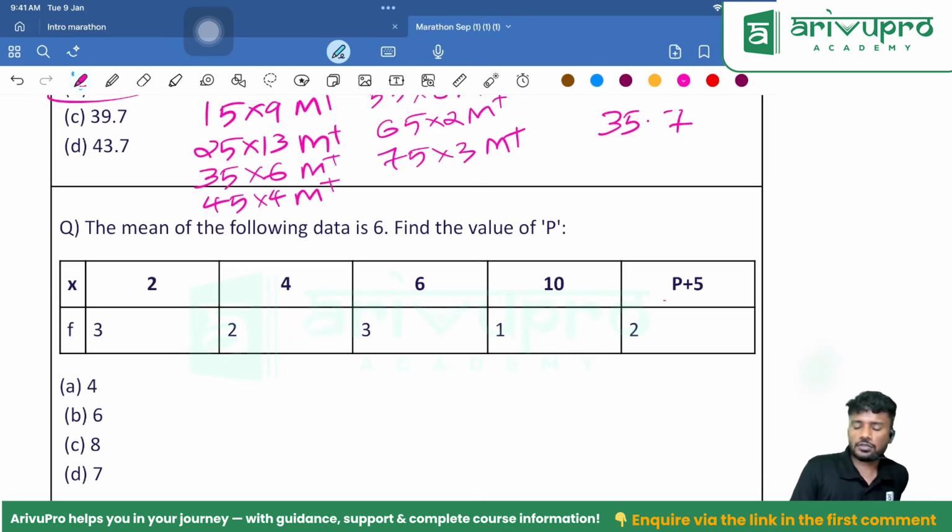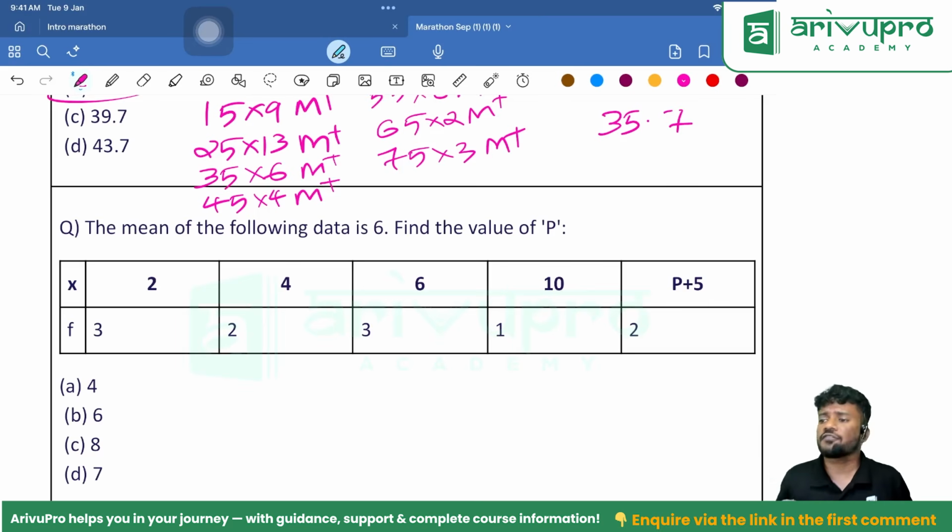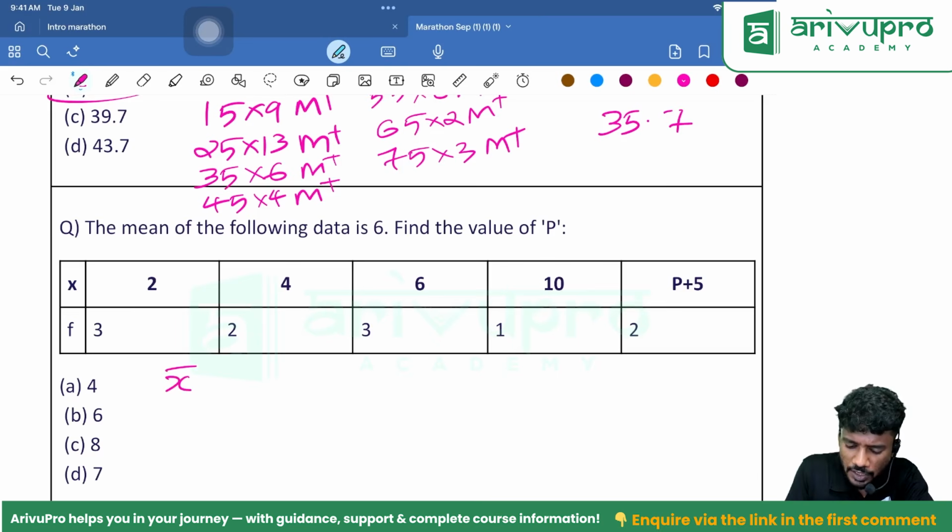How to do this? So here p plus 5 is there. X value is given directly and you need to find the value of p plus 5. Sorry, p value you need to find. How to do this, people? Just calculate. You'll get the answer. Just use our method. Don't follow anything else. Just use our method. That is x bar is what?